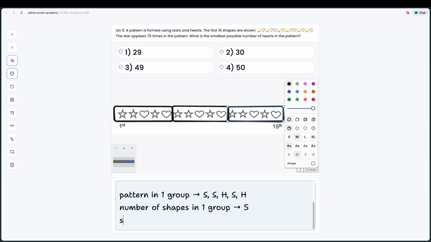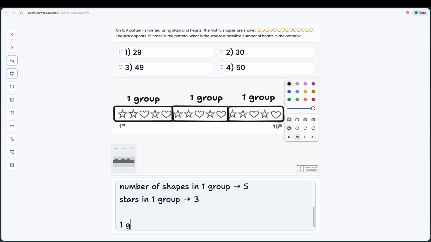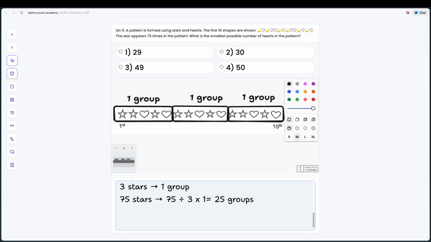The stars in one group are also equal to 3, so it appears 3 times in one group. That's why I see over here: this is one group, and this is one group, and this is one group. So now we know there are 3 stars in one group. If there are 75 stars, how many groups are there? 75 divided by 3 is equal to 25 groups. So now we know there are 25 groups.